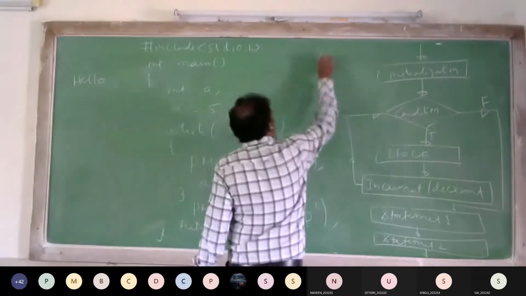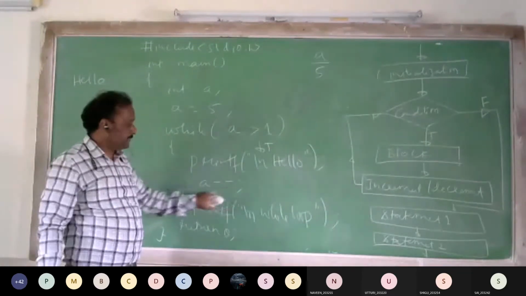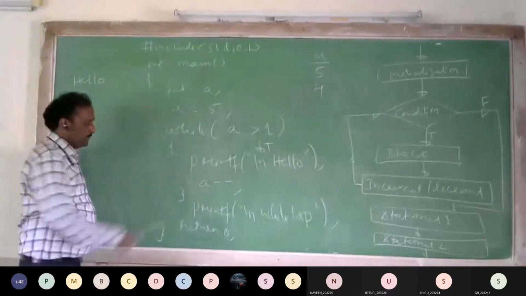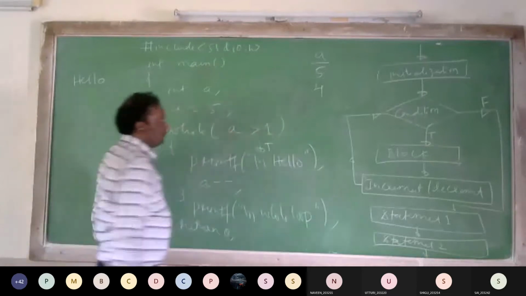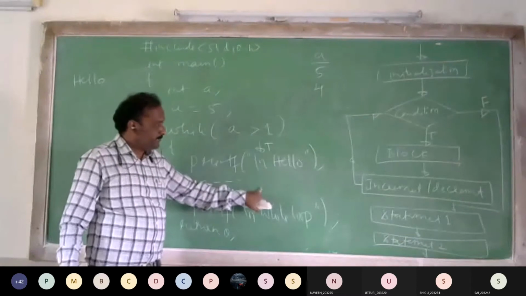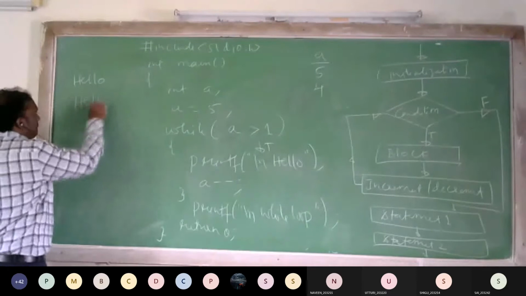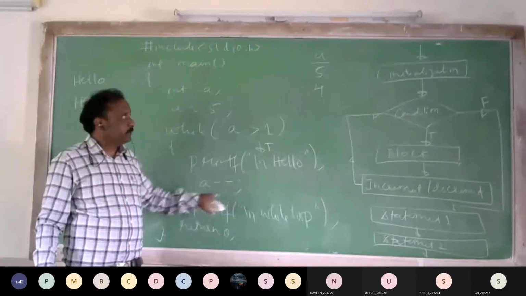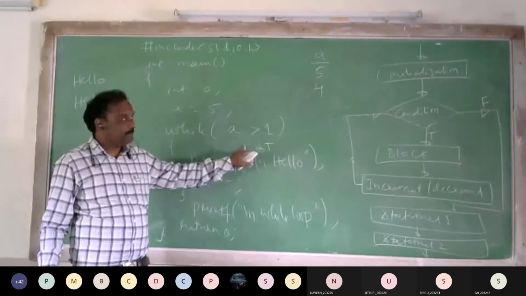Now, starting value is 5. Now, A minus minus. A is equal to A minus 1. Now, A value will become 5 minus 1, 4. Now, again test the condition. Now, 4 is greater than 1? Yes, 4 is greater than 1. True means it will print hello. Again, A is equal to A minus 1. So 4 minus 1 is 3. A value will change to 3. Again test the condition.